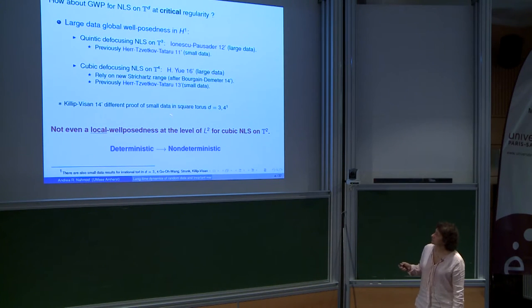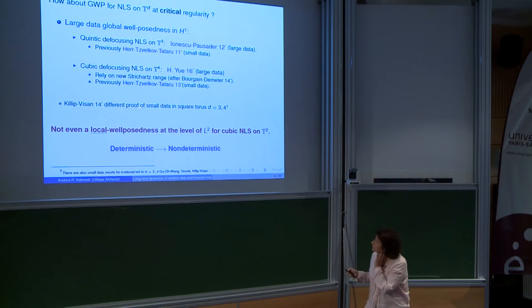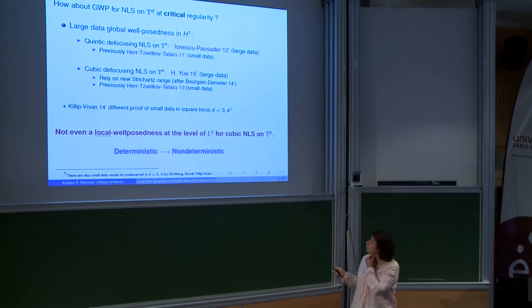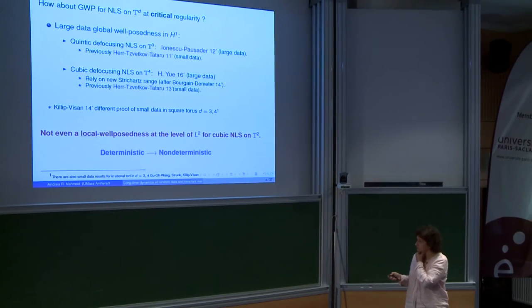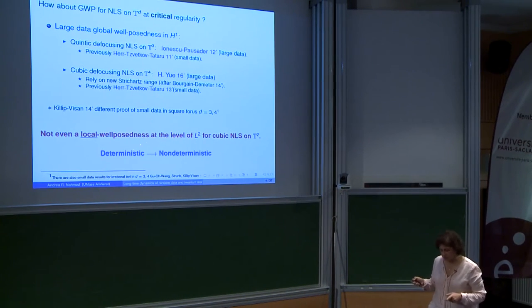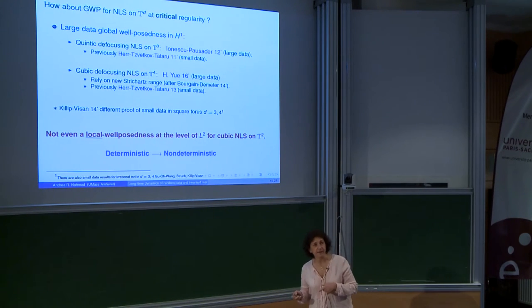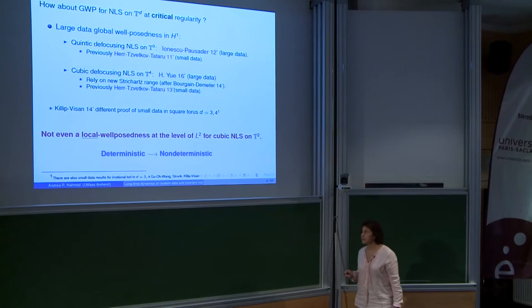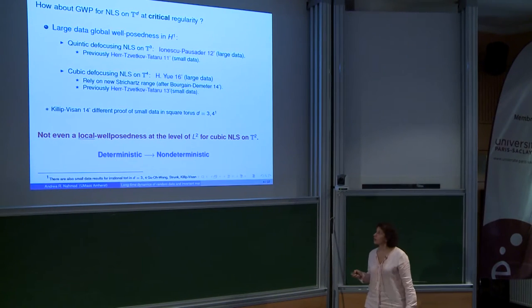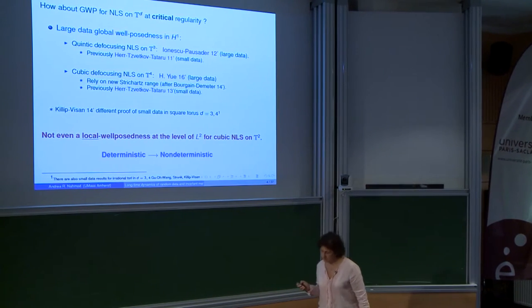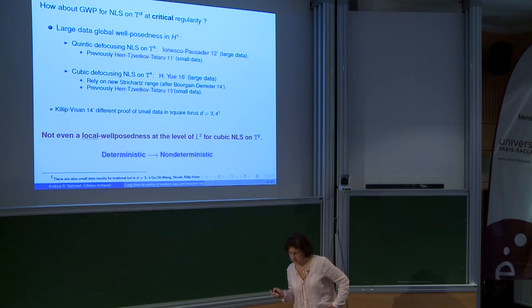And maybe I should mention here the work of Killip and Visan, who also have a different proof of the small data result and new proofs for the irrational case. But as I said, I'm going to focus on the rational case, and the reason is because in the non-deterministic setting, you still rely heavily on analytic number theory, and so we still don't know how to treat many of the things in the irrational case.